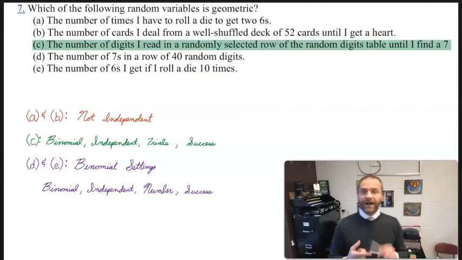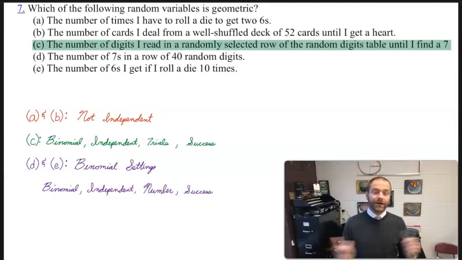Both D and E are binomial: do you get a 7 when you look at the random digits, or don't you? Do you roll a 6 or don't you? They're independent, yes. They both have this consistent probability of success, but you're looking for the number of successes in a set number of rolls or a set number of random digits. That is binomial, not geometric. Do expect that when you're dealing with a multiple choice question on which of the following scenarios is either geometric or binomial, they're going to throw the other one in there to try and trick you.